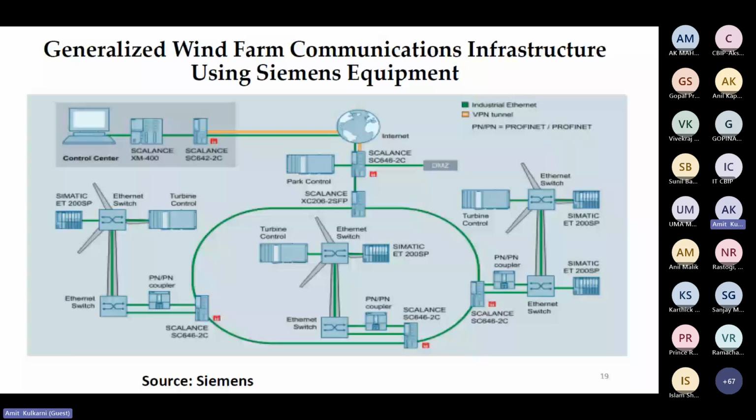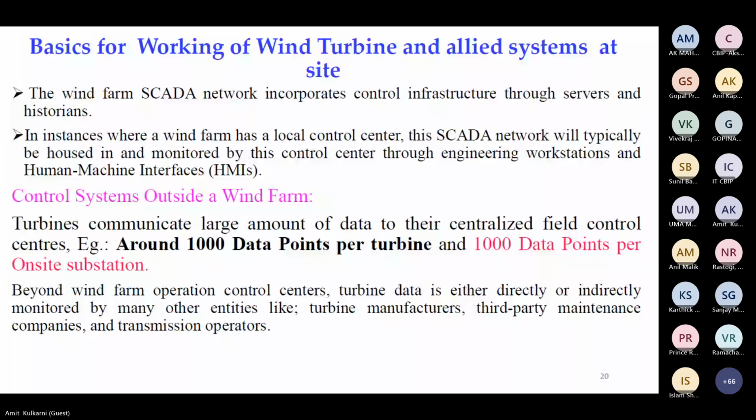So when we see a wind turbine and allied systems, what we can see is turbines communicating a large amount of data to the centralized field control center. They transmit around 1,000 data points per turbine and 1,000 data points per on-site substation. So just imagine, with such huge data, if even very few of them are targeted by a cyber attacker, it can wreak havoc in the system through misoperation.